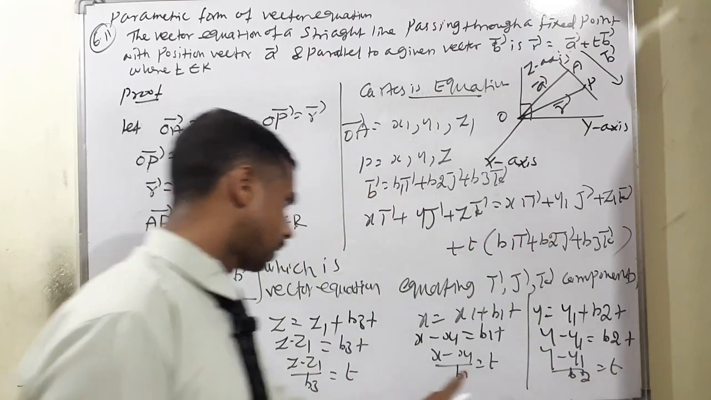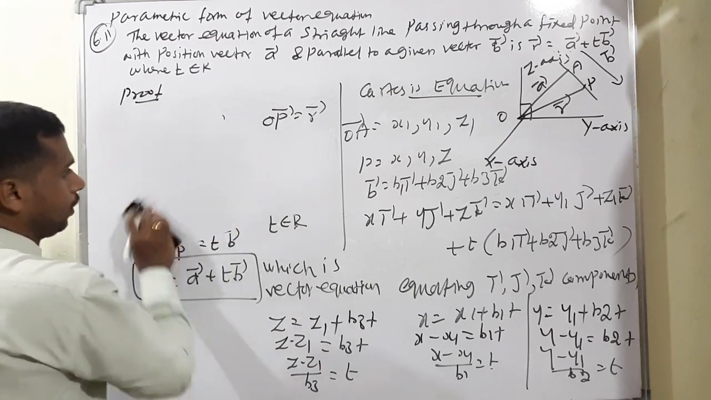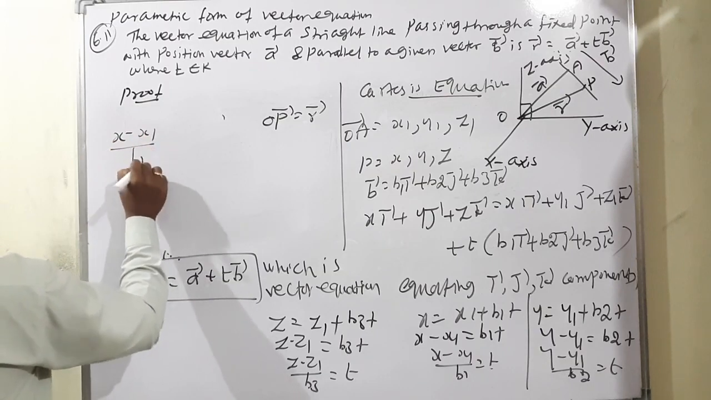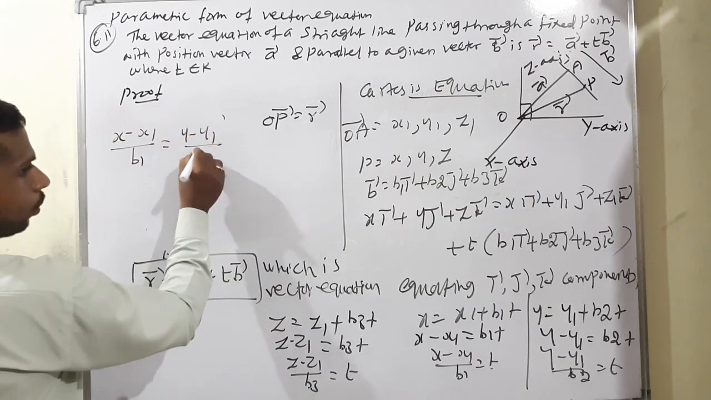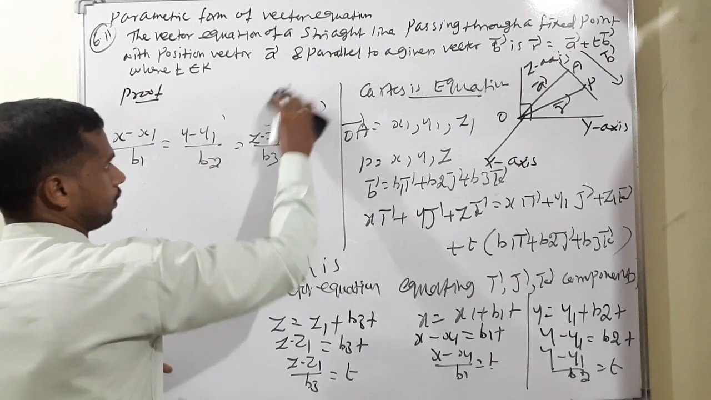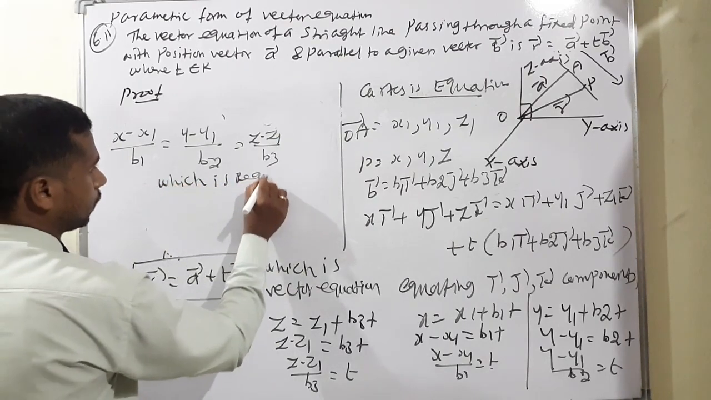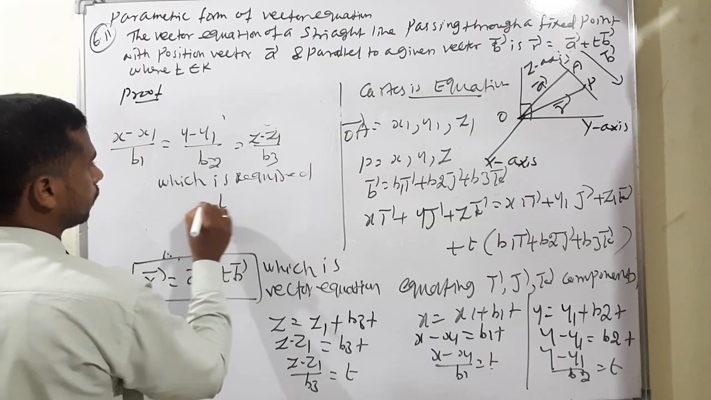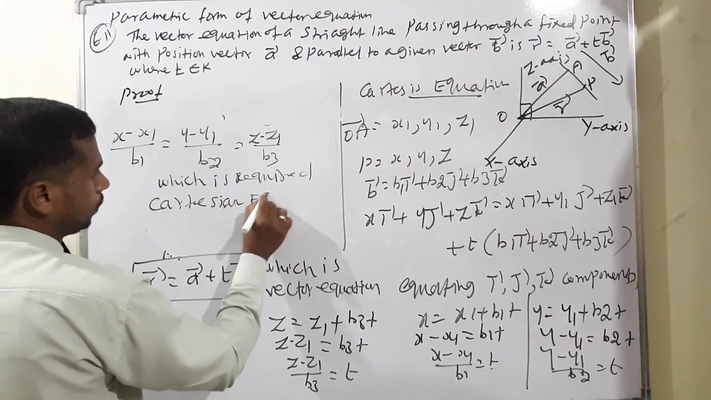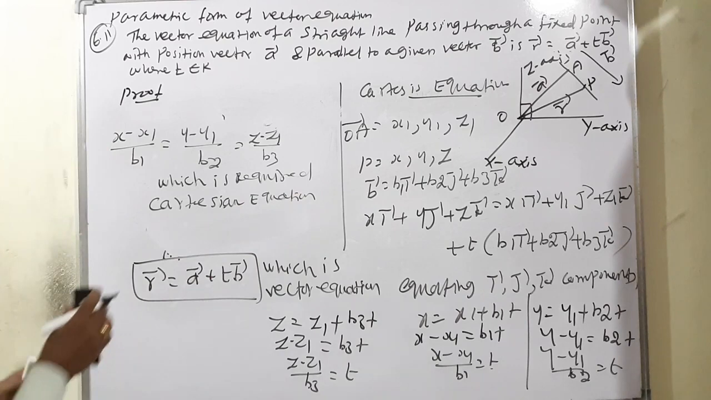Try to answer. Look at there, each and every value of t. Eliminating the value of t, what will happen? The Cartesian equation. So, eliminating t means starting with x minus x1 by b1 is equal to y minus y1 by b2 is equal to z minus z1 by b3. This is the Cartesian equation, which is required. Okay.